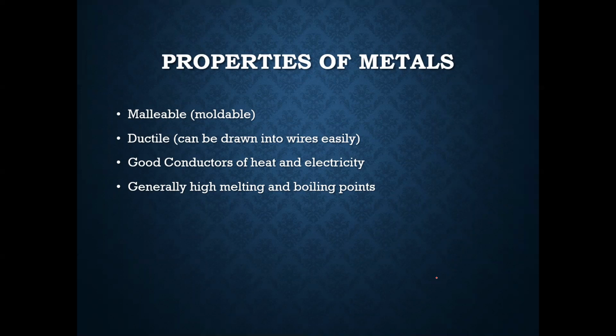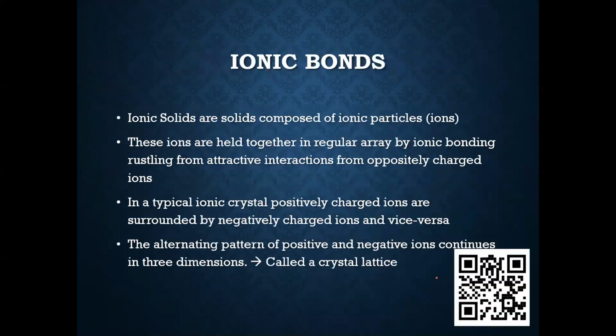Because the atoms are able to move past each other, because they're not locked into place like other bonds that we've seen, this allows them to not immediately break when pressure is applied, which is their cause for being malleable and ductile in nature. Next, we have ionic bonds. So ionic bonds are solids composed of ionic particles. Again, if you want to watch a video more about them, you can scan the QR code.